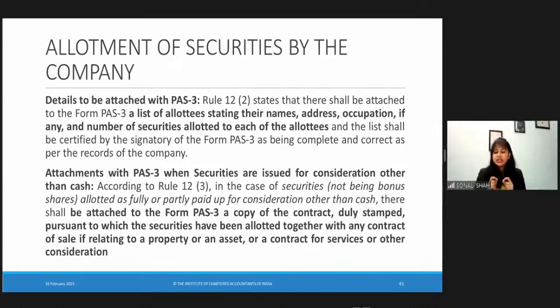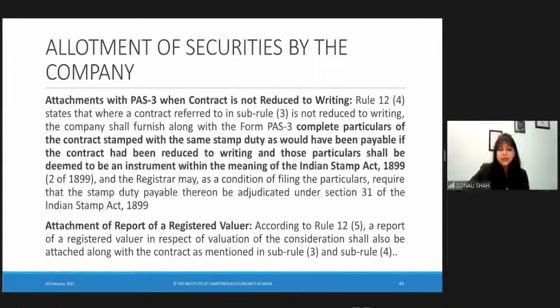So wherever there is such a scenario where securities are to be allotted for consideration other than cash, in that case, a copy of the contract in which this transaction is recorded, duly signed, has to be submitted to the registrar along with the form PAS3. Right? Also, what about a situation where the contract that we are talking about is not reduced to writing? It has not been written.